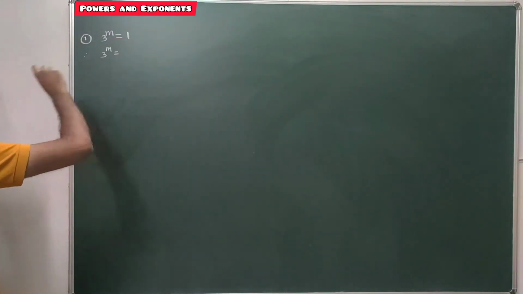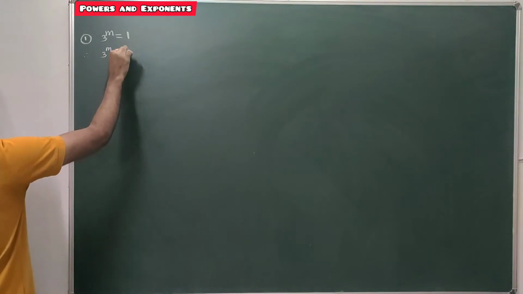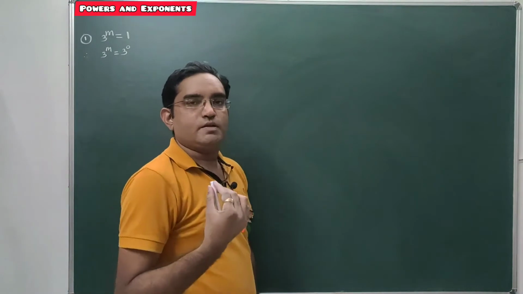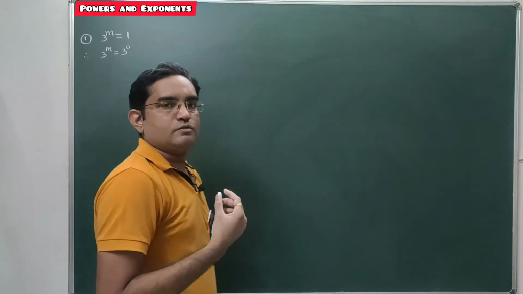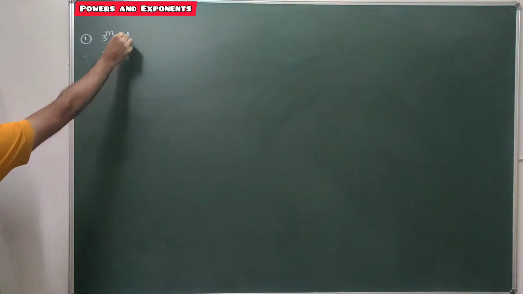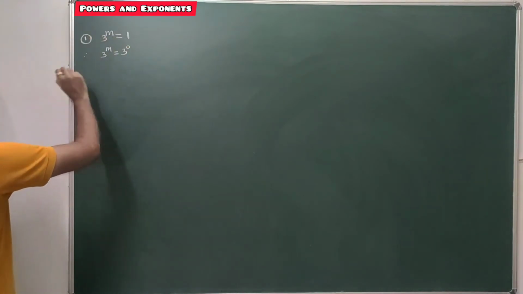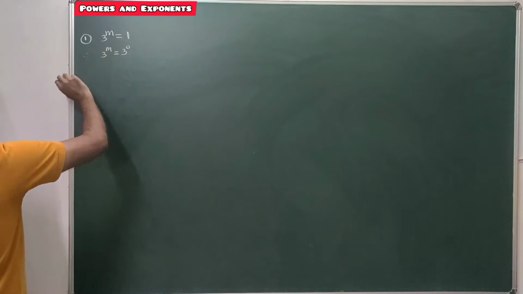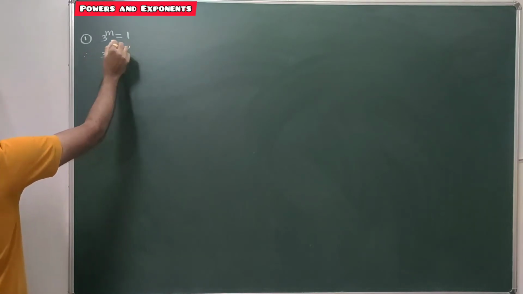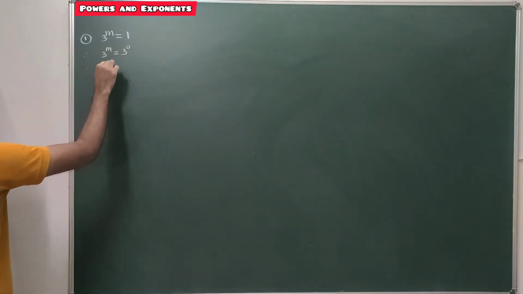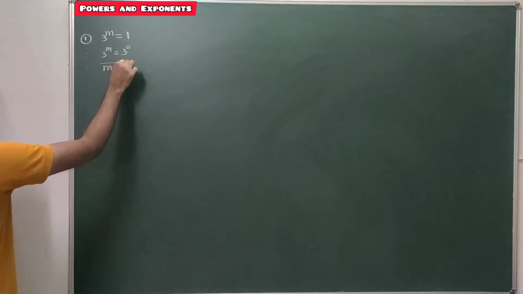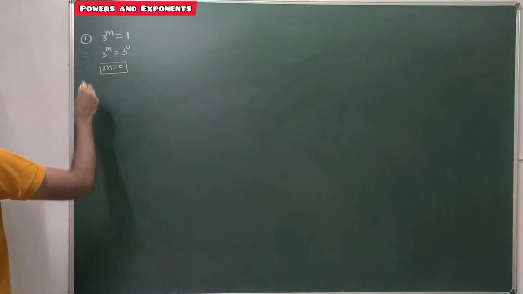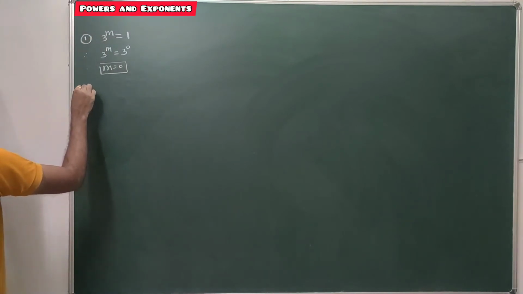Here 3 raised to m equal to 1. We know that 3 raised to 0 is 1. We can replace 1 with 3 raised to 0. So now after replacing this 1 with 3 raised to 0, we can say these two powers are equal. Two powers are equal means their bases are equal, so their exponents are also equal. So we can say that the value of m is 0. So 3 raised to 0 is 1, is the solution.